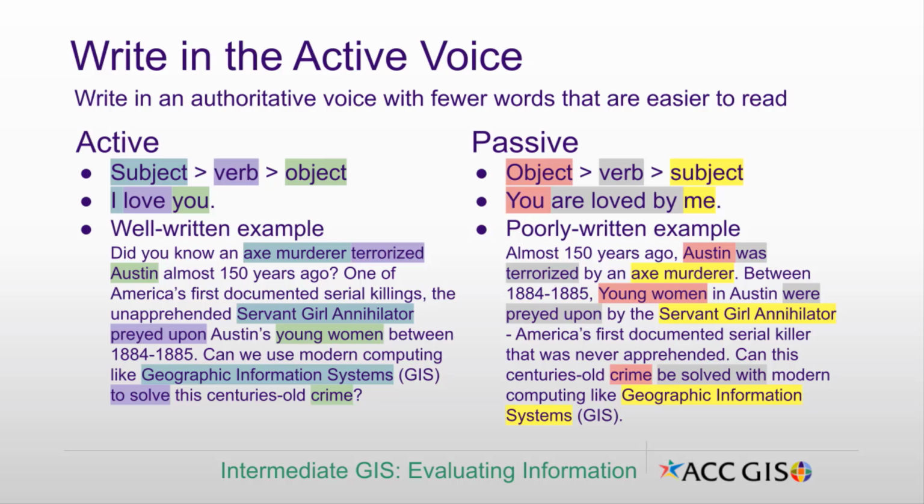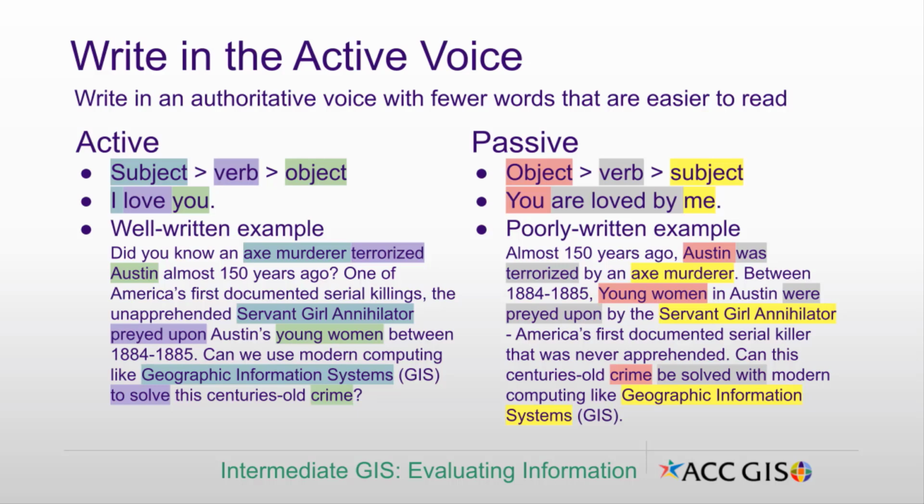In the passive voice, a sentence is structured object, verb, subject. The object is acted upon by the subject. And just in describing the sentence structure, you can hear that a passive voice uses more words and that the focus of the sentence, the subject, is de-emphasized by placing it at the end of the sentence.